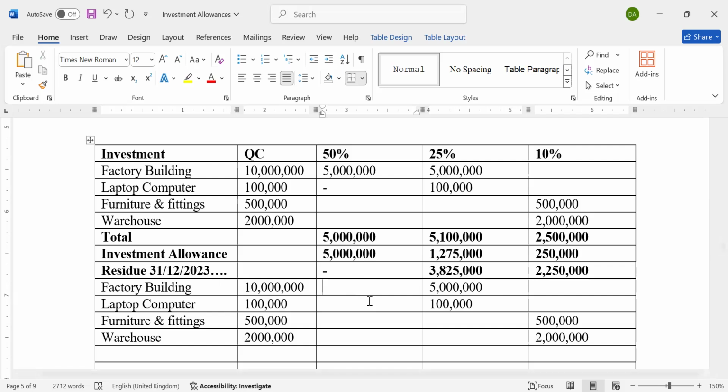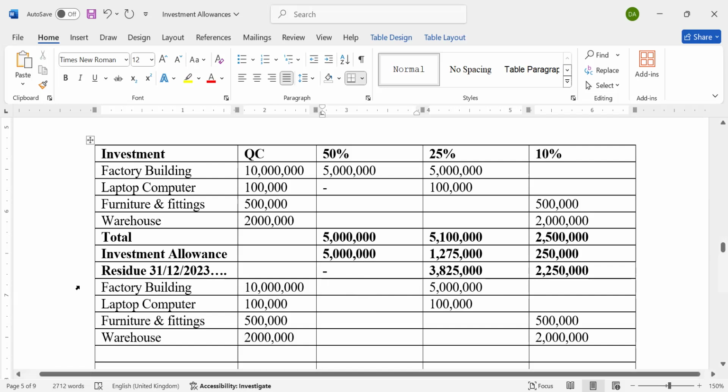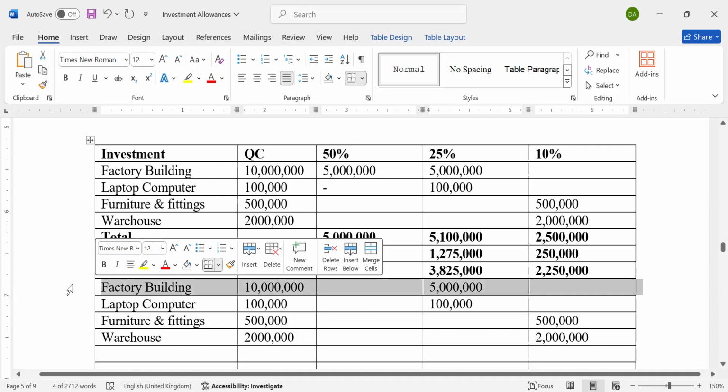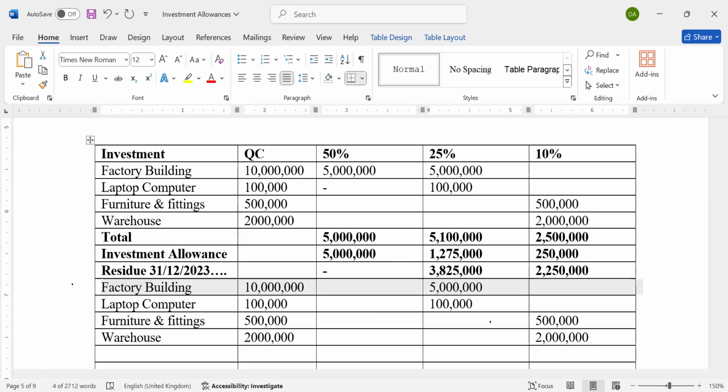But when I want to calculate investment allowance, let's say for this factory building in the year 2024, I calculate that investment allowance as 25% of this. Not 25% of reduced balance. It is 25% of the qualifying cost. So I must be able to know the qualifying cost. When I calculate on computer, I also calculate 25% of this. When I calculate on this, also 10% of that and 10% of this.